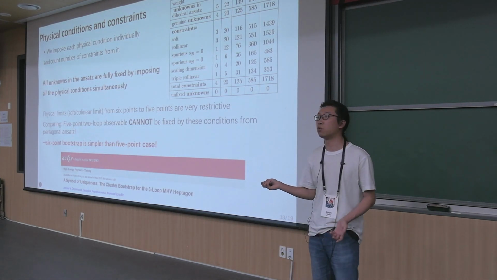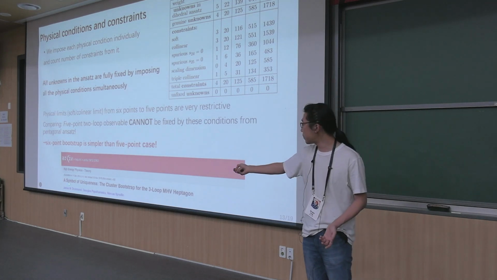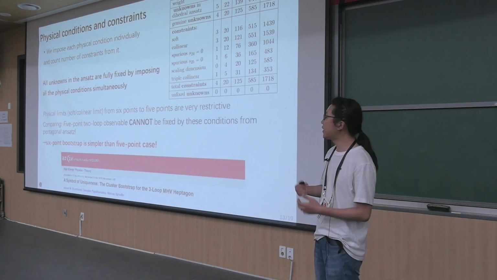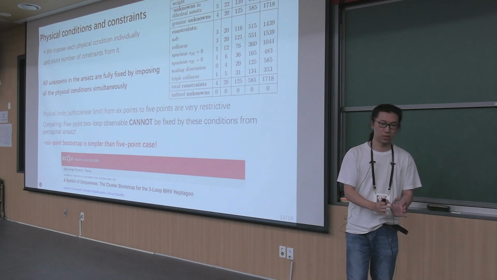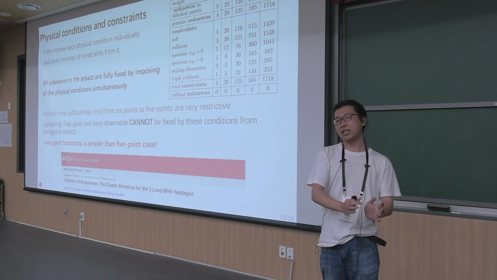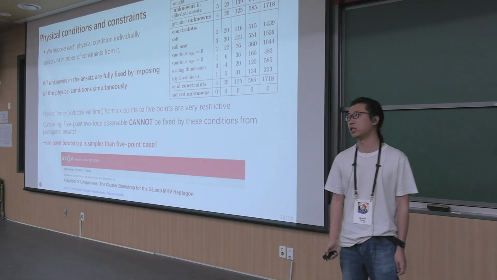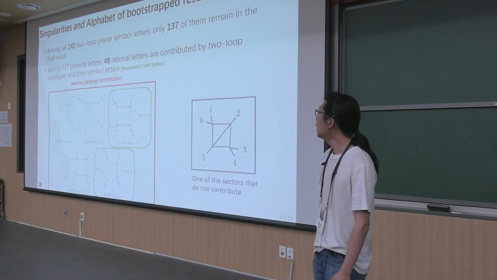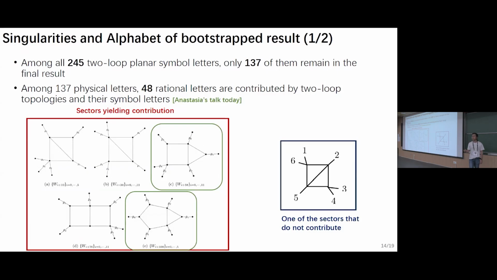In fact, this is not the first case we observed that. 10 years ago, in this paper, symbol uniqueness, we already saw that for 7-point observables, 7-point scalar amplitudes, it is easier to fix than the 6-point amplitude in the super Yang-Mills theory. Let me give you some taste of this bootstrap result, because the result is super big, I cannot show it. Yeah, I think Anastasia this morning also mentioned these 245 two-loop planar letters. Among them, only 137 are really in our observable. Half of them are ruled out.